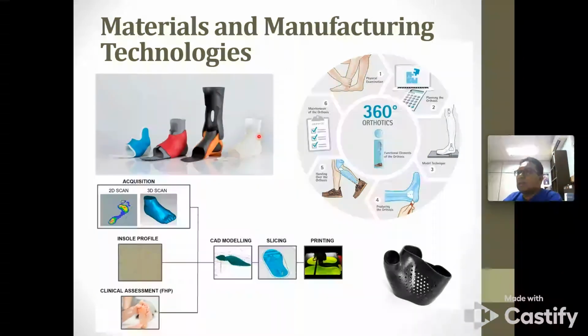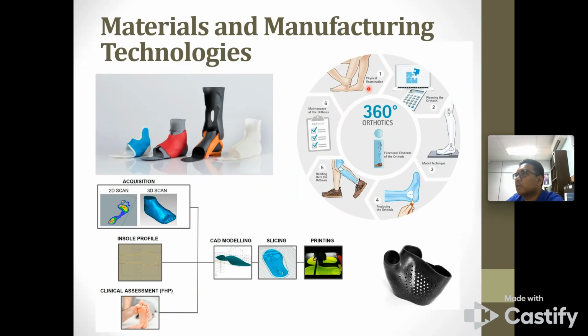Okay, so this is some kind of ankle orthosis device that has been designed. You can use a 3D printer, and also different materials. Now 3D printer technology is very good and advanced, so you can mix the materials together to have a more targeted stiffness value and comfortability of your orthosis. So this is the cycle, we call it the 360 orthosis, the step by step of how you start to come up with your design.